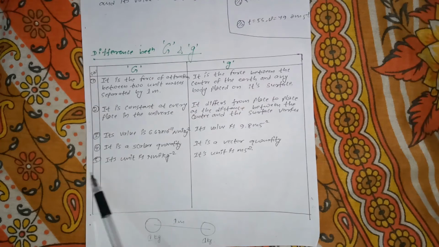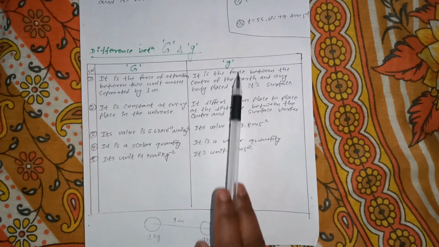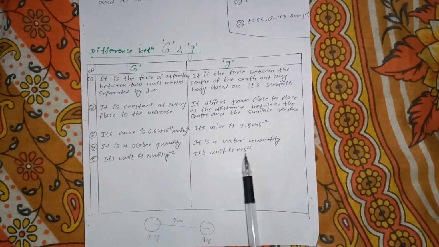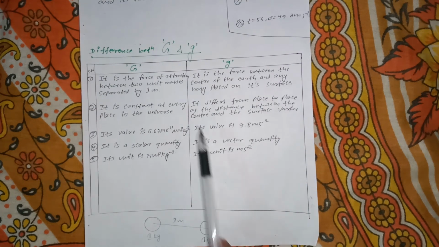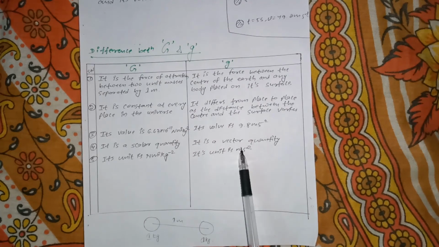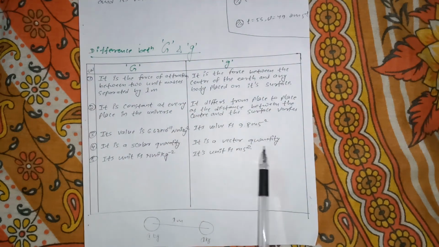The fifth difference is its unit. The unit of capital G is Newton meter square per kg square, and the unit of small g is meter per second square. And there are many more differences that you can also understand. I feel these differences are easy to understand. So this will help you. If this question is asked, you need to write this much.